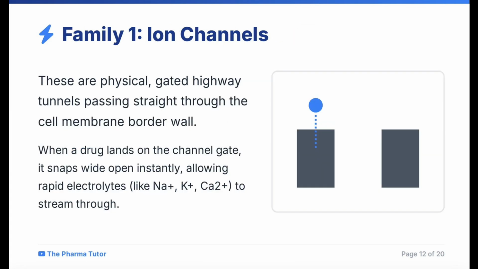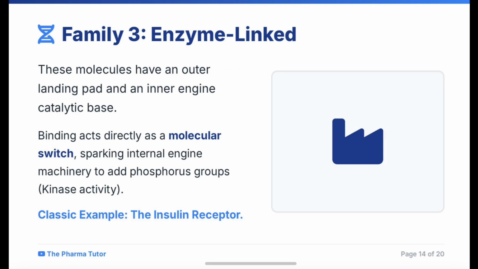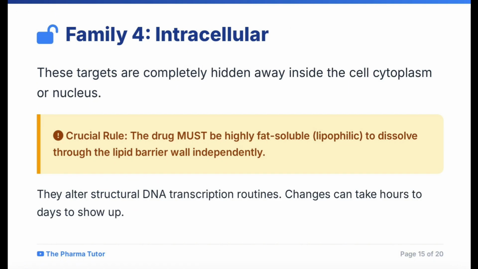Ligand-gated ion channels control the movement of ions across cell membranes. G-protein-coupled receptors activate signaling pathways inside the cell. Enzyme-linked receptors stimulate enzymes and cellular activity. Nuclear receptors regulate gene expression and protein synthesis.